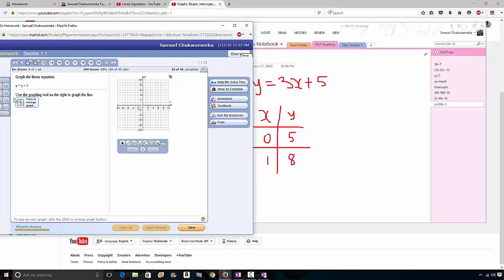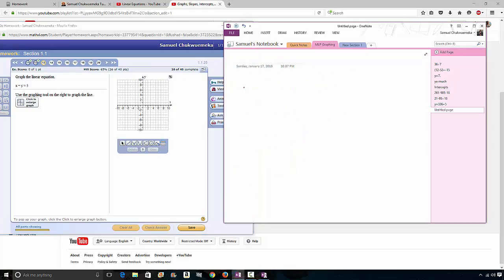Question 13, x minus y equal to 5. So in this case, let me add another page. x minus y equal to 5. I just have to put it in slope-intercept form. So this means that x minus 5 is equal to y. And that means that y is equal to x minus 5. Okay, it is now in slope-intercept form. The slope is 1 and the y-intercept is -5.